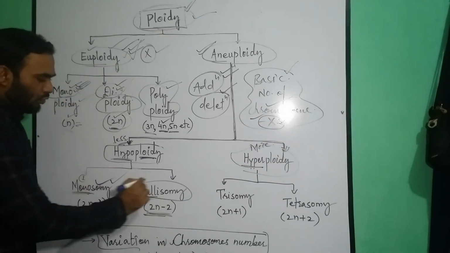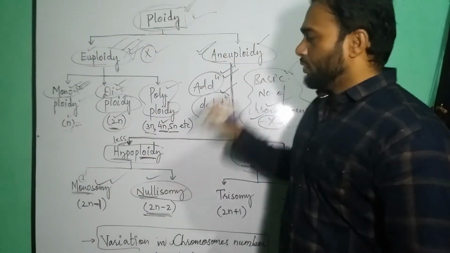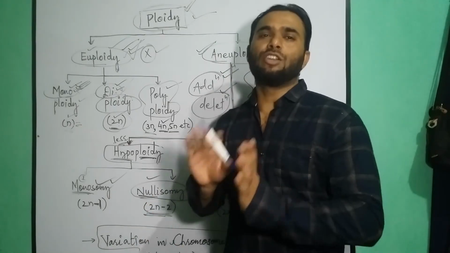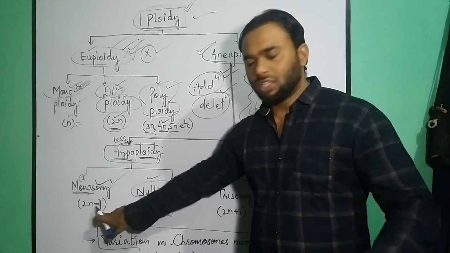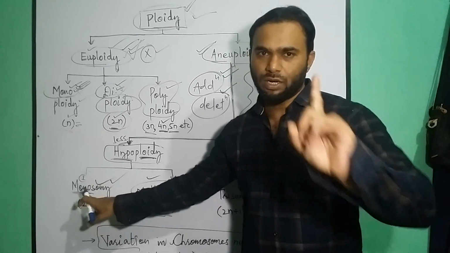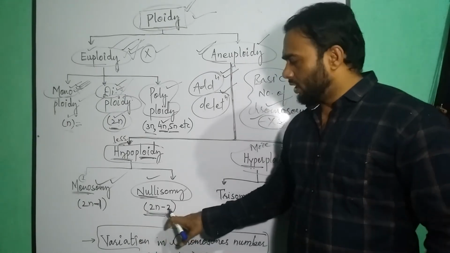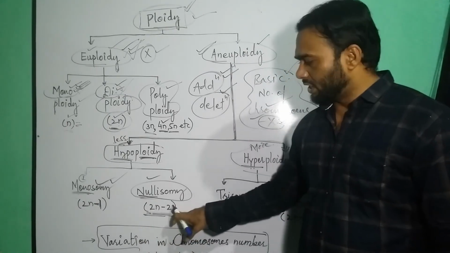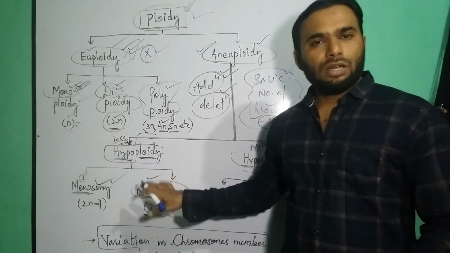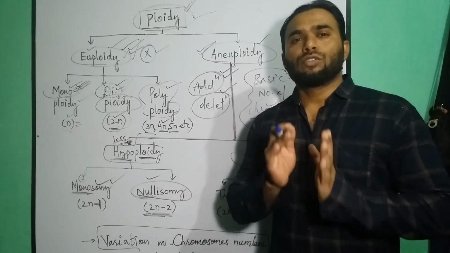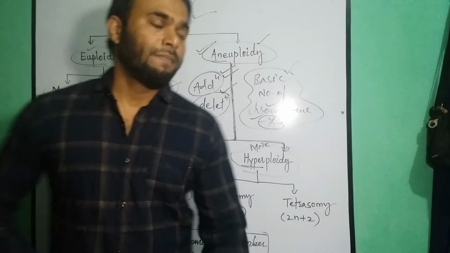So here monosomy and nullisomy indicate the aneuploidy in which the number of chromosomes is less than the normal number. If one chromosome is less than normal in the cell, it is called monosomy, and if two chromosomes are less than the normal number, it is called nullisomy. So this is about hypoploidy, because the number of chromosomes is less than the normal number.